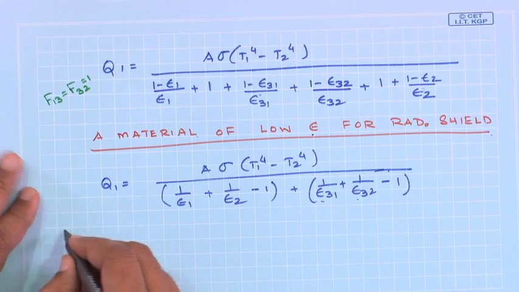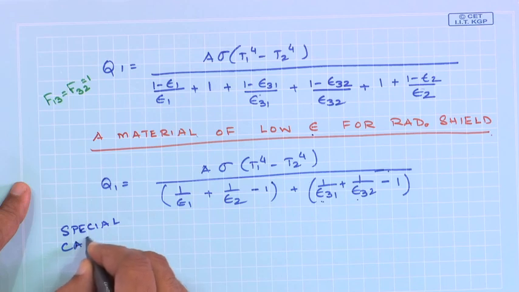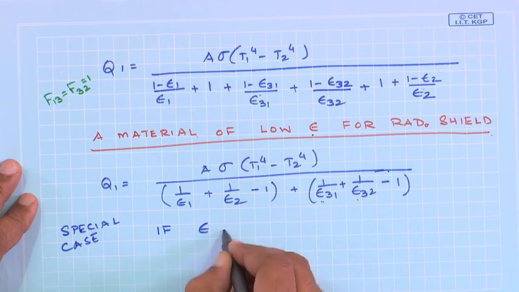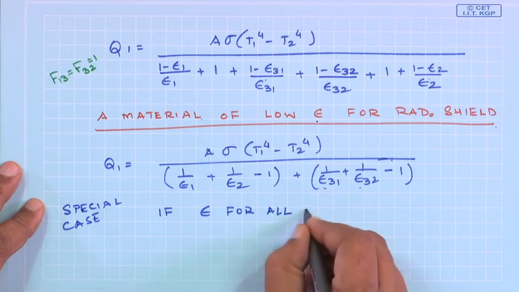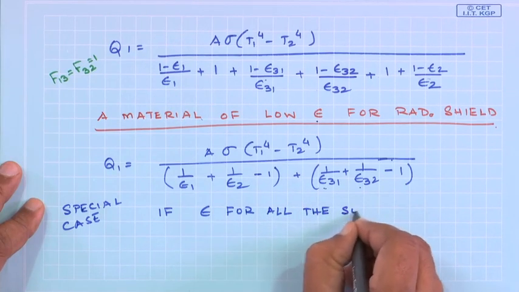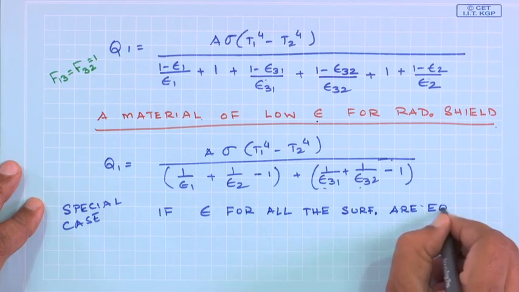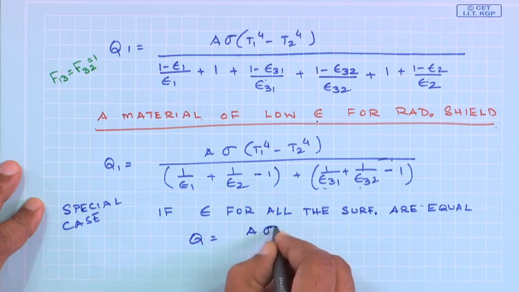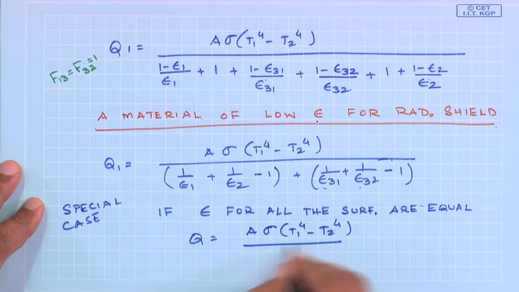So, for this special case, and we can make a special case when epsilon for all the surfaces is equal, then Q1 would be equal to A sigma T1 to the power 4 minus T2 to the power 4 over 2 by epsilon minus 1.